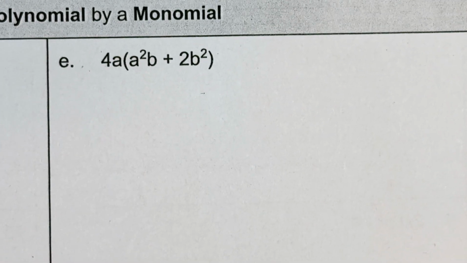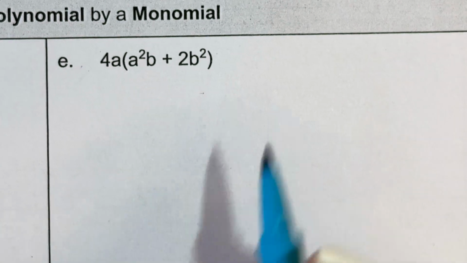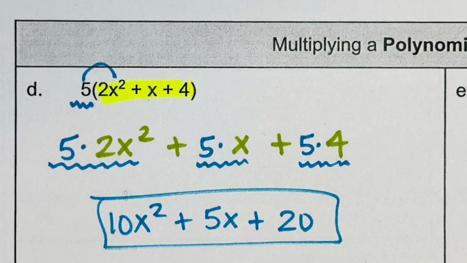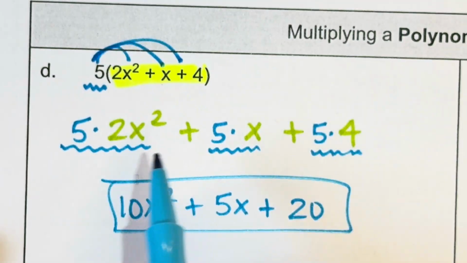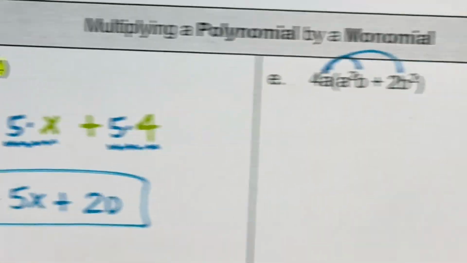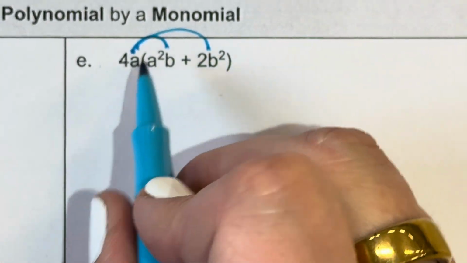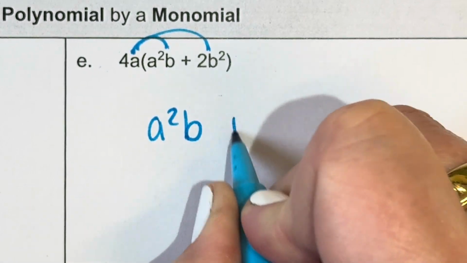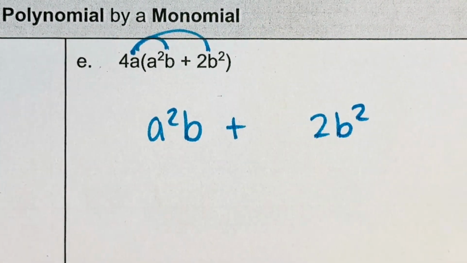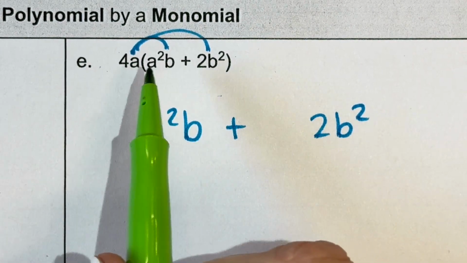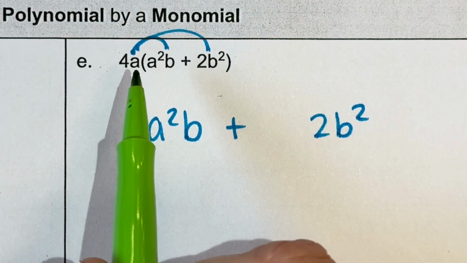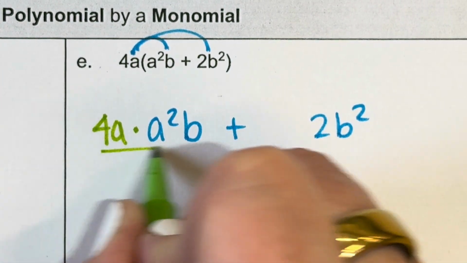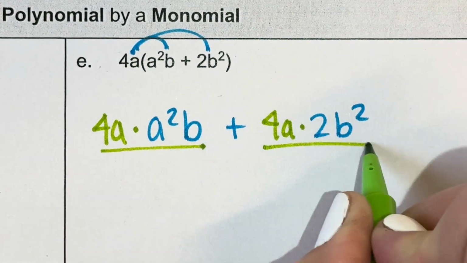Hit pause and see if you can do E on your own. Again, this 4a has to distribute to everything. Actually, let me go back. This one, I should have finished these. The 5 multiplies to each one. So let's go back now over here, okay? I'm going to first rewrite a squared b plus 2b squared. That's the original polynomial inside, but this 4a has to distribute to both of them. So 4a is going to multiply to the first term, and 4a is going to multiply to the second term.